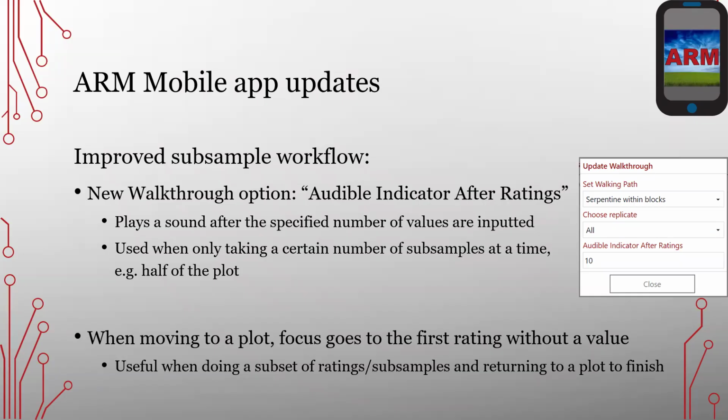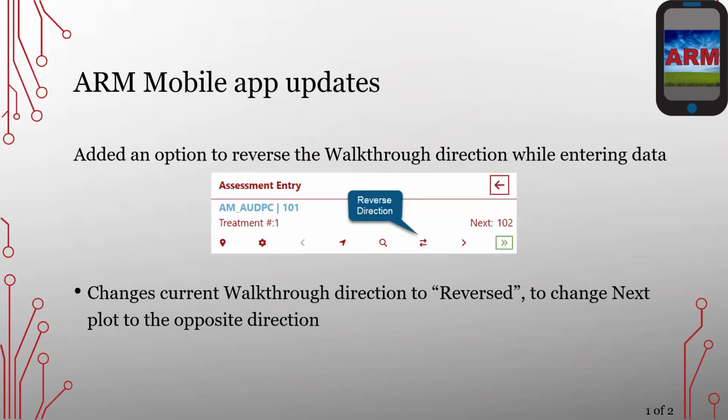So that's useful if I'm doing like half of the plot, and we'll see an example where this kind of came from. And a lot of these are related to it. If you're moving to a new plot, as you're navigating, go to the next plot, or if I had to go to my last plot, the focus will go down to the first rating that doesn't have a value in it to try to pick back up where I left off, essentially. And we also added a reverse direction. So if you're going through your walkthrough and then all of a sudden you need to turn around and do the plots you just were at, this reverses the direction.